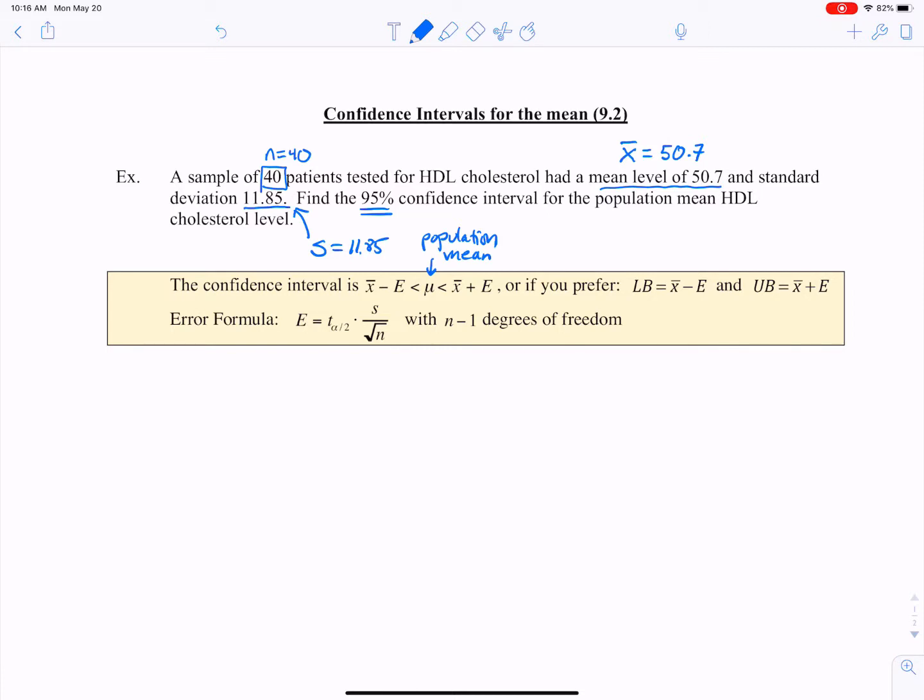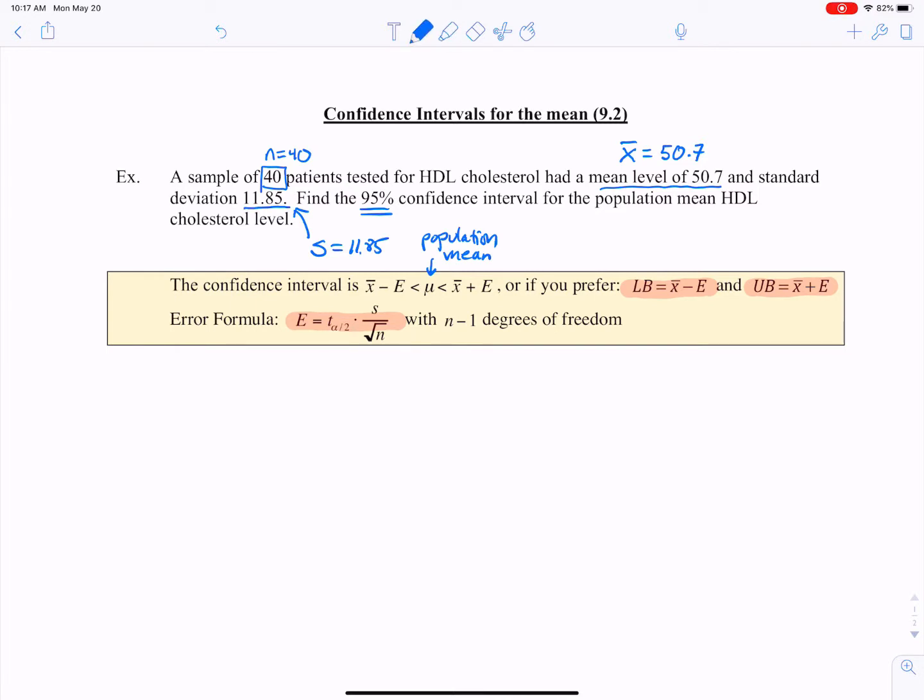Okay, so now where do we start? We already know that the sample size is 40. We know that the sample mean is 50.7 and the sample standard deviation is 11.85. And we know we want a 95% confidence interval. So if we look down here at the formulas, we need to know, first of all, that this has a roughly bell-shaped distribution. And then we have to find a lower bound, x bar minus E, and an upper bound, x bar plus E. And the error is this formula right here, with n minus 1 degrees of freedom is how we find t alpha over 2.